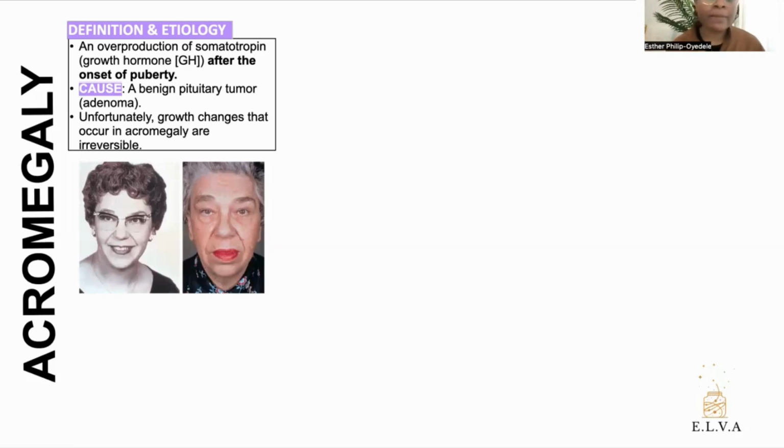The very sad thing about acromegaly is, unfortunately, growth changes that occur in acromegaly are irreversible, meaning that even when we take out this tumor, we're able to decrease the growth hormone, the big nose, the big lips, most of the physical changes are not really going to go away. And some of the internal changes too might remain.